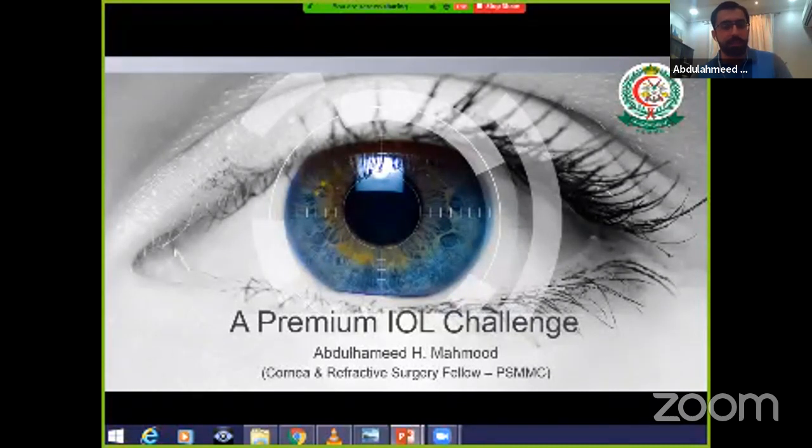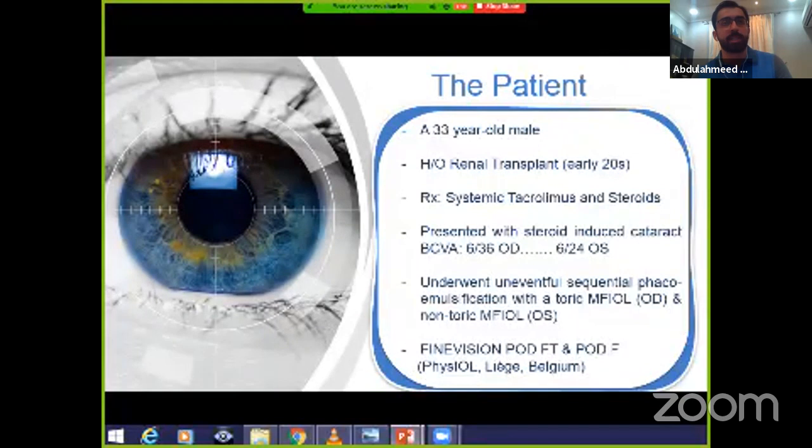Today I would like to share with you a challenging case that we faced recently at PSMMC under the care of Dr. Anud Saad. The case is a 33-year-old male patient with history of renal transplant. He underwent renal transplant in his early 20s due to renal failure caused by focal segmental glomerulosclerosis. He's been on systemic immunosuppression in the form of tacrolimus and steroids since then. When he presented to us in December 2019, he had steroid-induced posterior subcapsular cataracts with best corrected visual acuity of 6/36 in the right eye and 6/24 in the left eye.